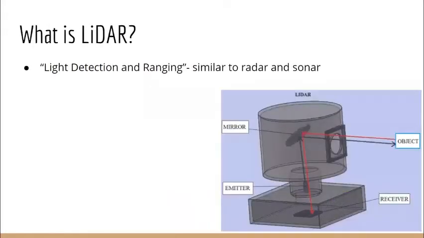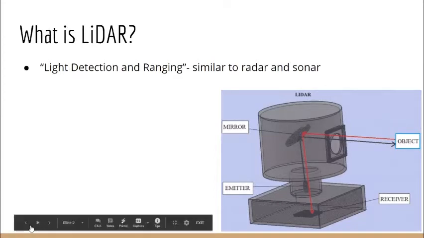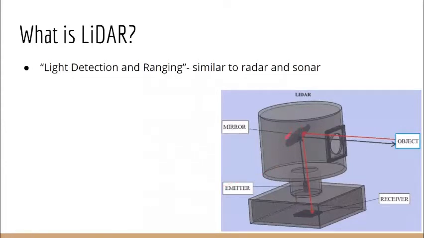It's made up of three parts: receiver, emitter, and mirror. Essentially, the emitter sends out a laser, which bounces off the rotating mirror, hits the object, is reflected, and then hits back to the mirror.